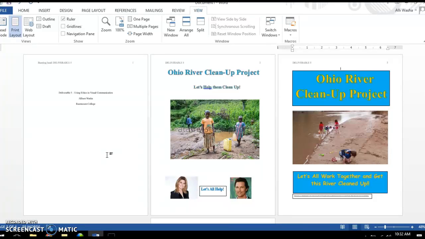In the revised version, it is a much better option that does not affect the ethical issues of social persuasion. The only thing it may persuade is people seeing the river not looking too clean and coming to help it clean up, which is the basic focus of the poster in general. But it does not call out the African American children. It says, "Let's all work together and get this river cleaned up," which is a much better way of saying it than "let's help them clean up."